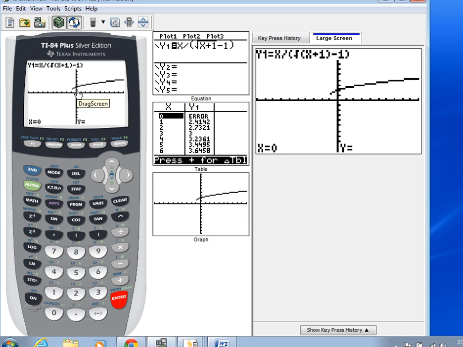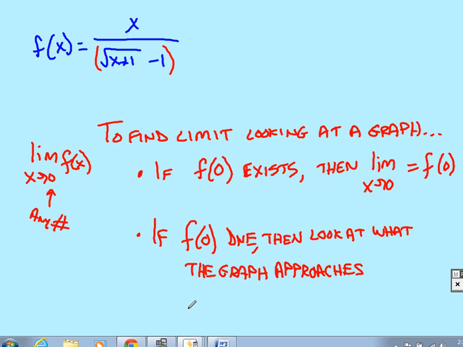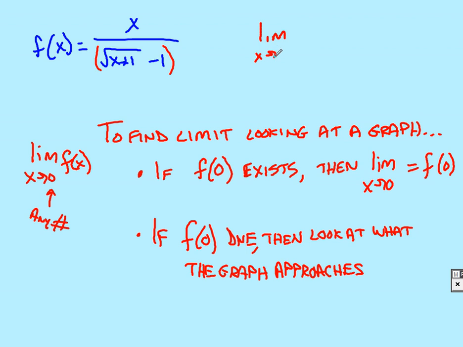Now I can tell for sure by hitting the left and right arrows here. It looks like as I get closer and closer to it, my y value is getting close to 2, and on the left side it's just a little bit less than 2. So either way I'm approaching 2, and that's why my limit there is exactly that. It is 2. So if I wanted the limit as x approaches 0 of that function, it is just 2, even though really f of 0 does not exist.